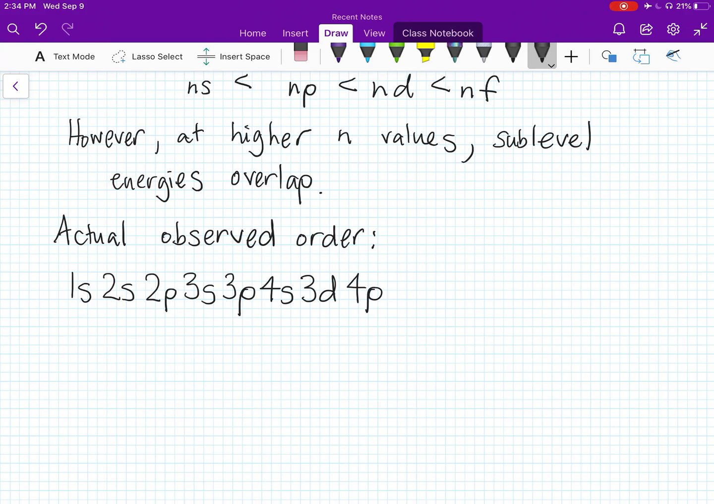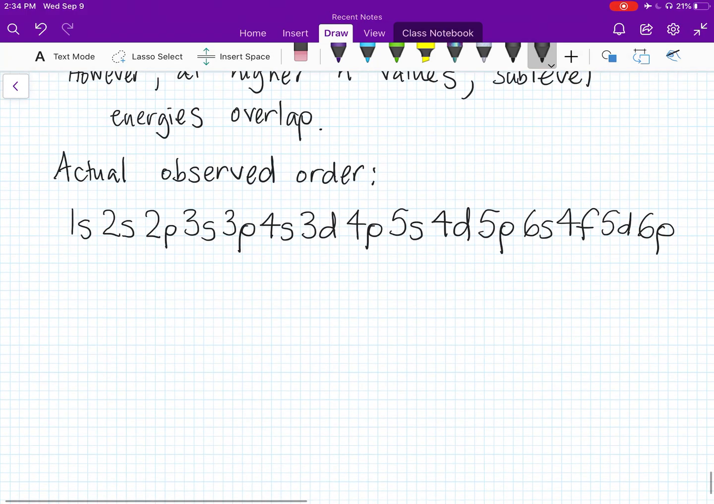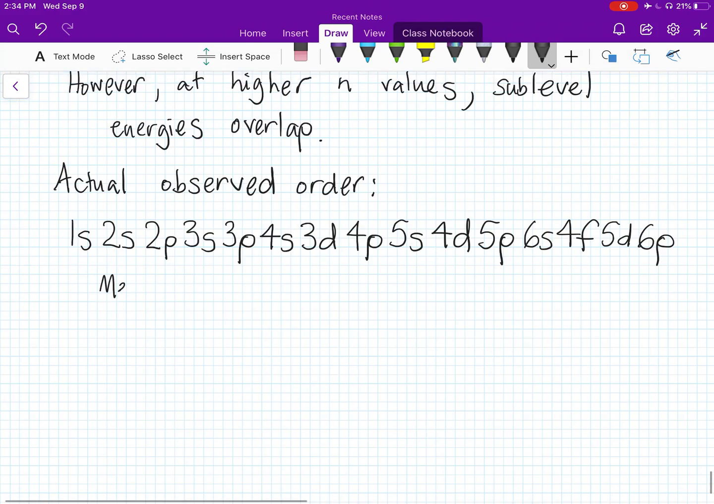After 3d, 4p fills, and then we have another inversion. 5s fills before 4d. Then you get 5p filling, but then 6s fills before 4f. And then comes 5d and 6p. Now, it's very difficult to remember that. Once you get used to it, you will remember it well, and you can also use the periodic table to help you with it.